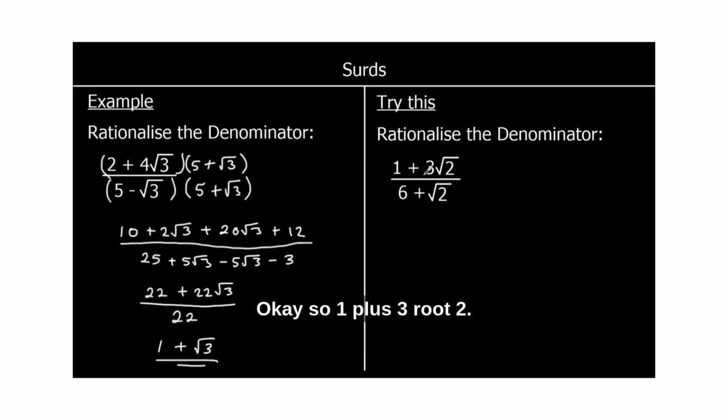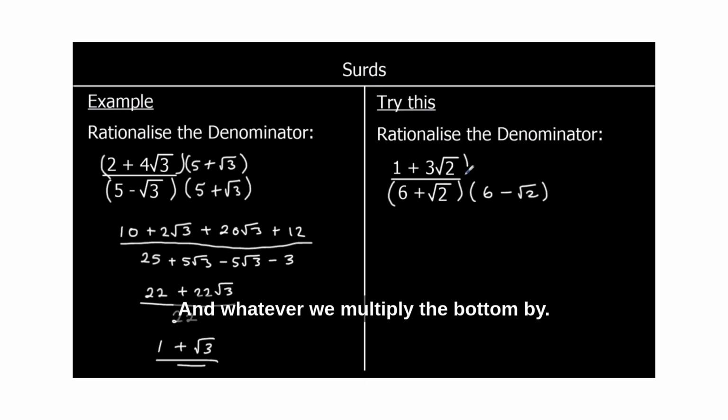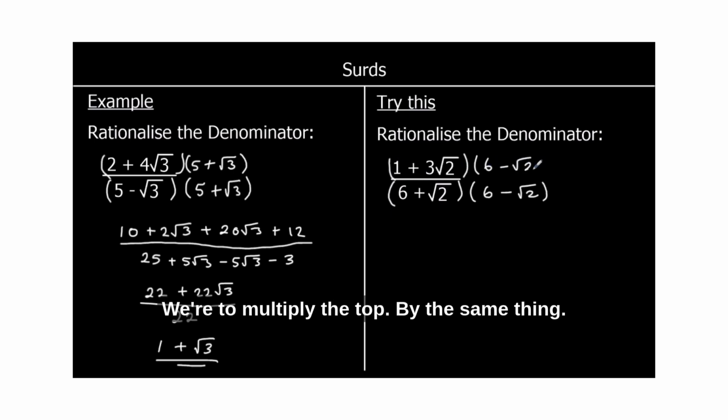Okay, so (1 plus 3 root 2) over (6 plus root 2). So we've got 6 plus root 2 on the bottom. To rationalise the denominator, we're going to multiply by 6 minus root 2. And whatever we multiply the bottom by, we're going to multiply the top by the same thing. So let's do the expansions now.